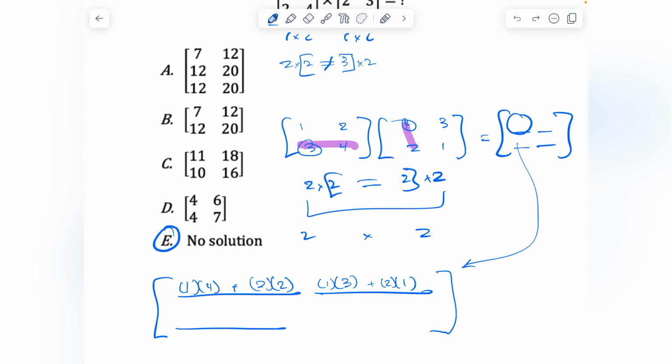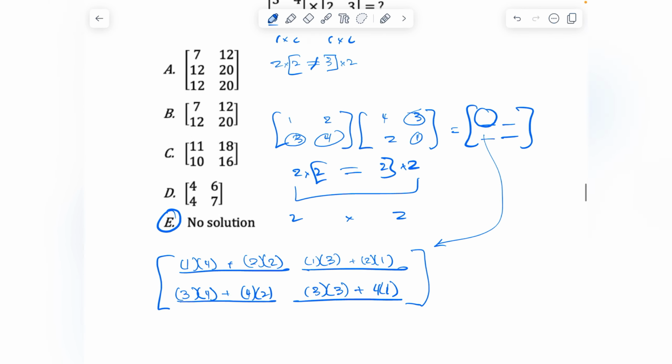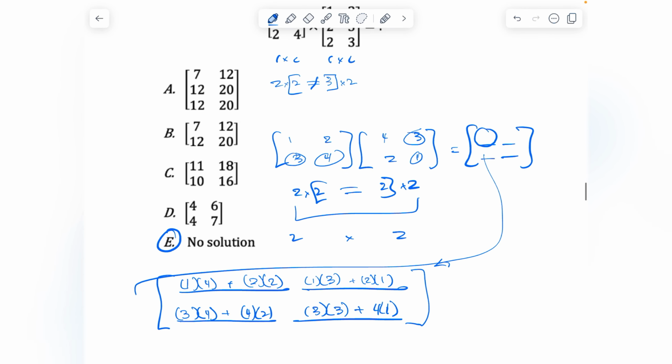You go across and down. So 3 times 4 plus 4 times 2. And then the final one, bottom right, 3 times 3 plus 4 times 1. I'm not even going to evaluate the rest of this. This is just a hypothetical scenario. You can go ahead and add these together.